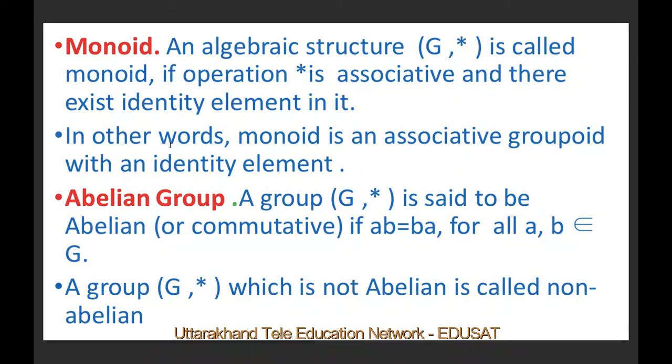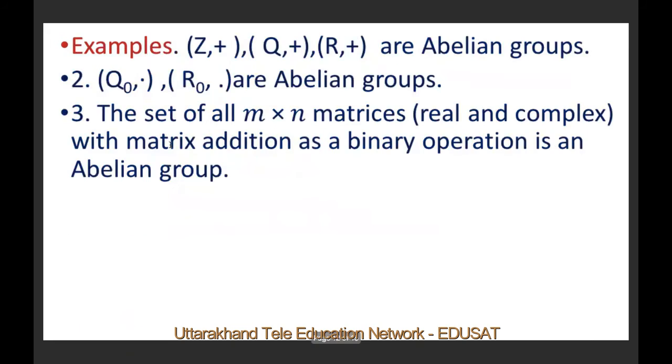Now monoid. An algebraic structure (G, star) is called a monoid if the operation star is associative and there exists an identity element in it. In other words, a monoid is an associative groupoid with an identity element. Now the abelian group. A group is said to be abelian if a star b is equal to b star a for all a, b belonging to G. A group (G, star) which is not abelian is called a non-abelian group.